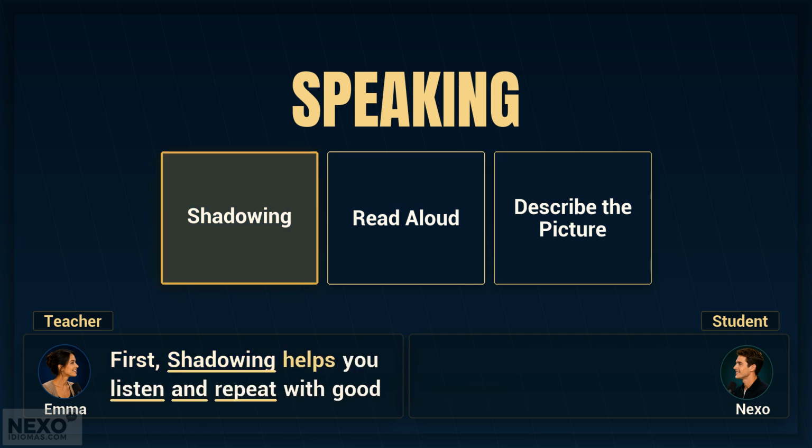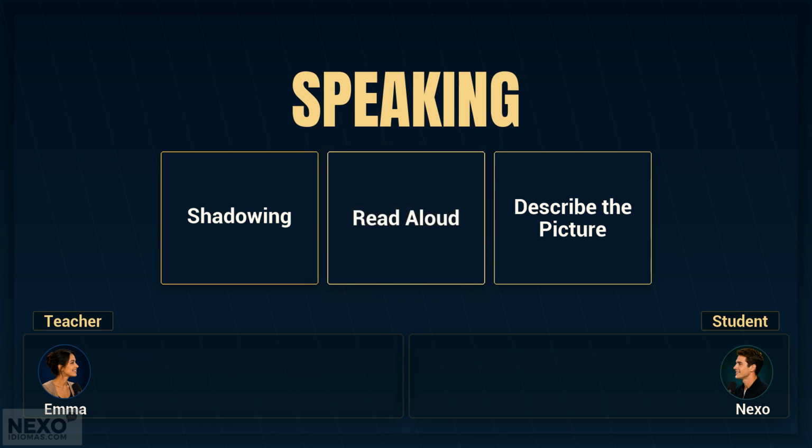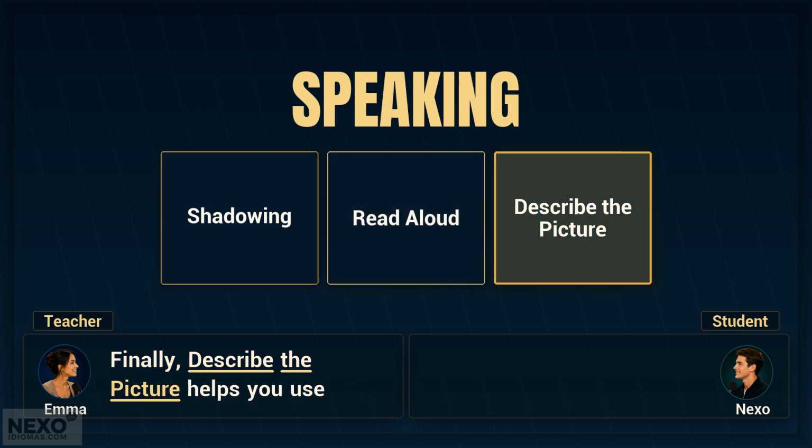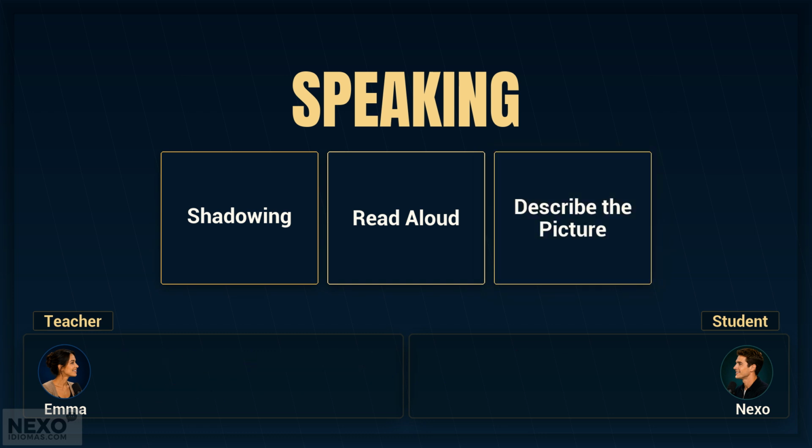First, shadowing helps you listen and repeat with good rhythm. Next, read aloud helps you read clearly and speak with confidence. Finally, describe the picture helps you use simple words to talk about what you see. That sounds useful and not too difficult. Exactly, Nexo. Let us begin with shadowing.